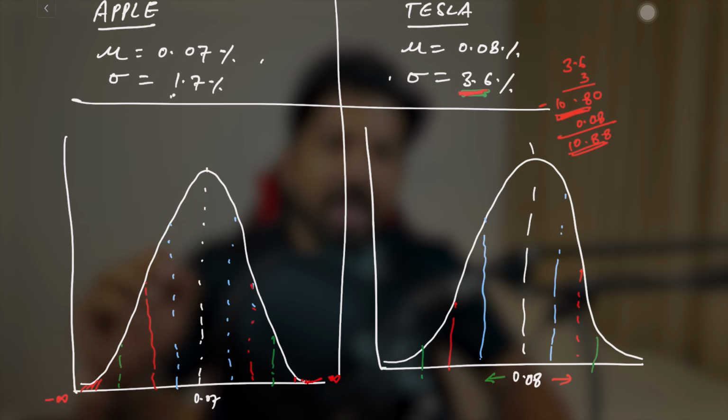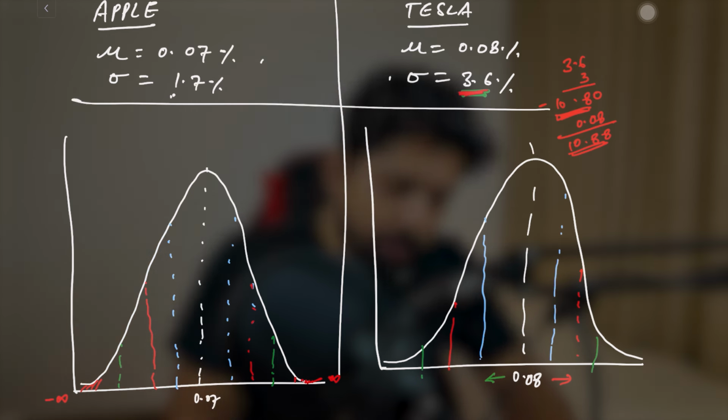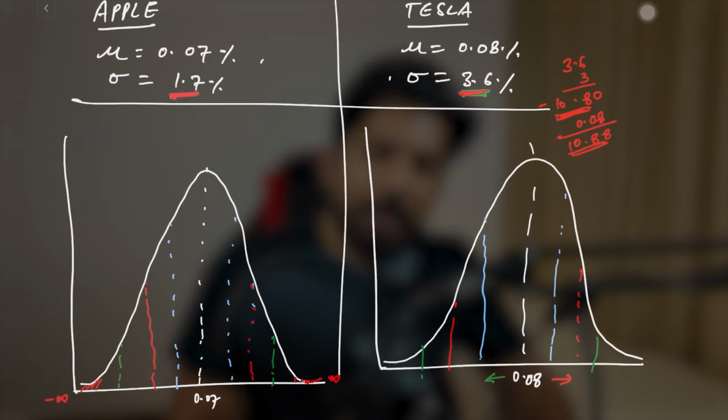Means you have high risk and high reward. Similarly, when we talk about this, it is only 1.7. Means volatility is less in the Apple. And here also the mean is 0.07 and it is 0.08. Means it is giving you more returns, but it is also very highly volatile. Means it is also very risky.